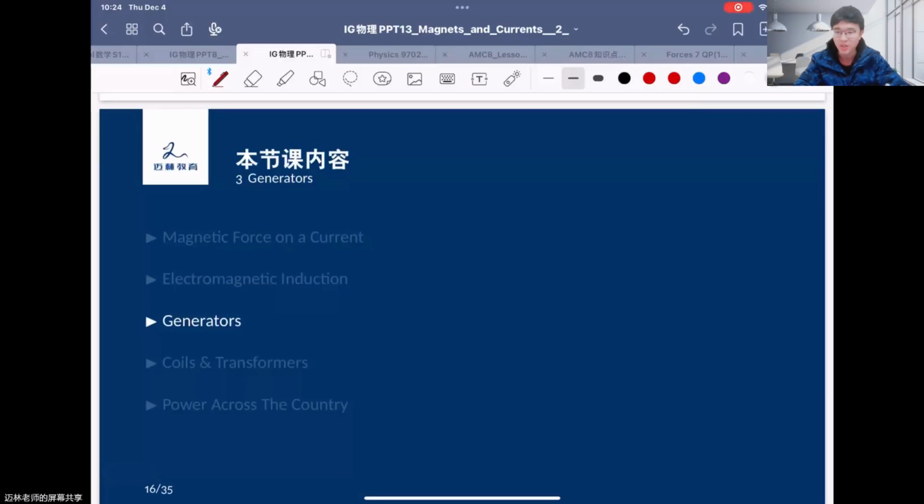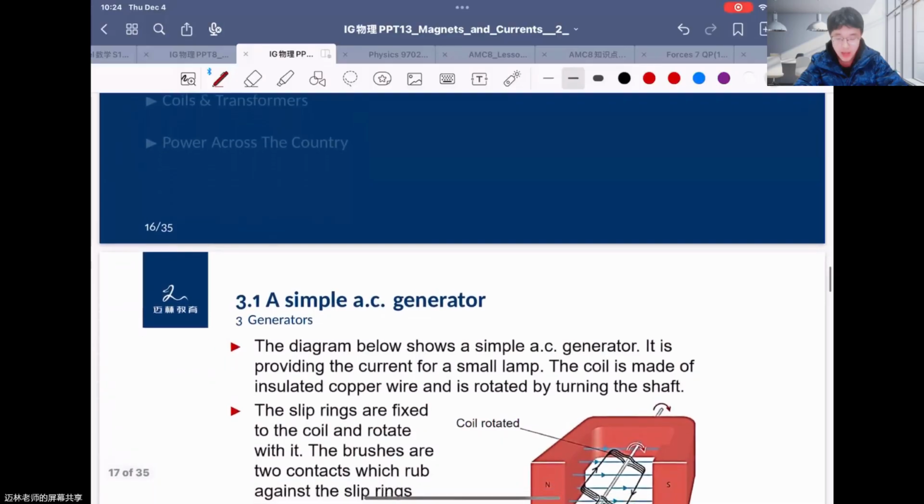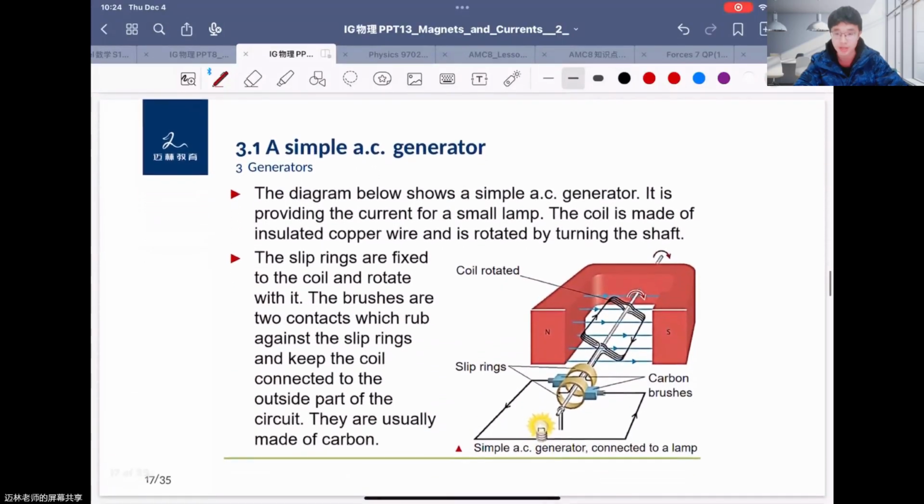Hello everyone, today's topic is about generators, okay? So let's move into the first part about a simple AC alternating current generator, okay?